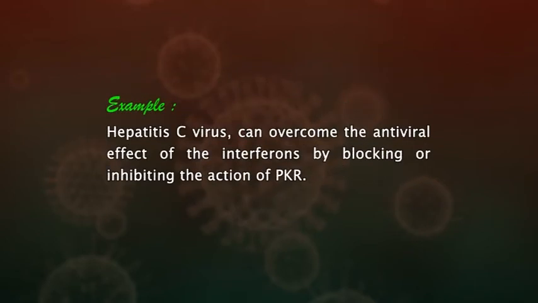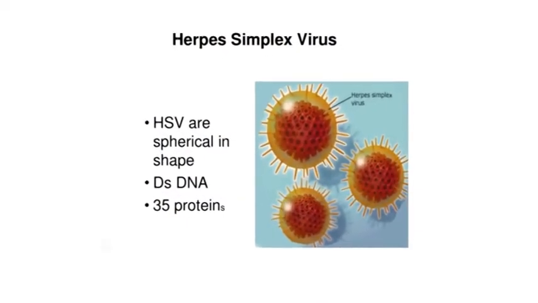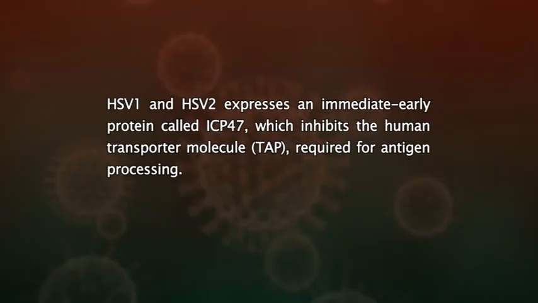For example, hepatitis C virus can overcome the antiviral effect of the interferons by blocking or inhibiting the action of PKR. Another mechanism used by some viruses to evade the immune system is by inhibiting the antigen presentation by virus-infected cells. One such virus is the herpes simplex virus. HSV1 and HSV2 express an immediate early protein called ICP47, which inhibits the human transporter molecule TAP required for antigen processing.